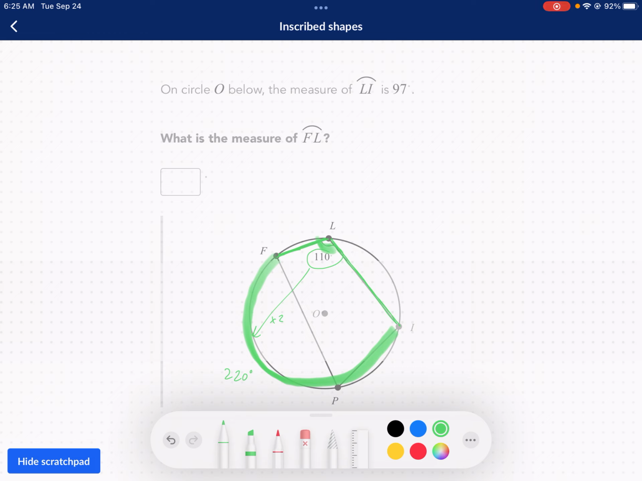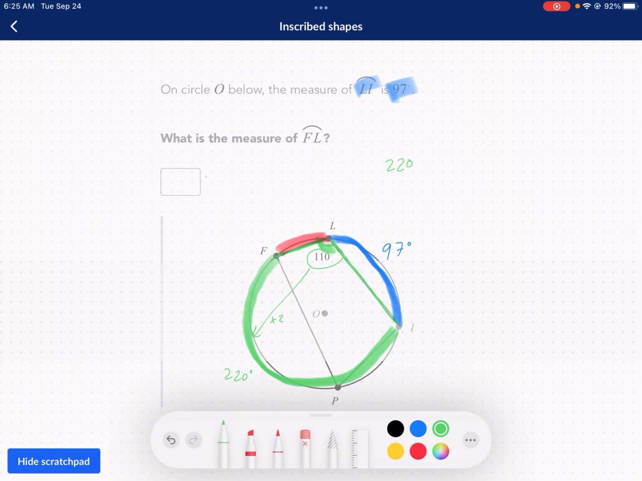The other information it tells us is LI. Okay, that's LI is 97. So LI is right here, and that's the measure of the arc. So that's 97 degrees. It wants us to find FL, that missing chunk right there. So you can see here, just from using the information it gives us, the 97, that was given, and then we had the inscribed angle, 110, we doubled it to 220. You can see that the problem is very simple.